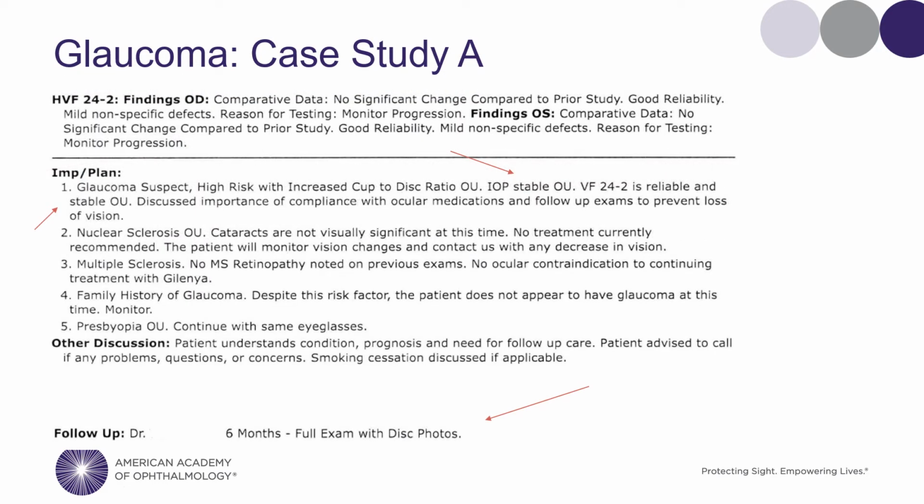The chart documented a medically relevant exam and the patient was not dilated. A visual field was performed and a test interpretation was included in the documentation. The problem assessed at the encounter today was high-risk glaucoma suspect, and the condition is assessed as stable in both eyes based on both the IOP and visual field. The plan is to return in 6 months for a full exam with disc photos.